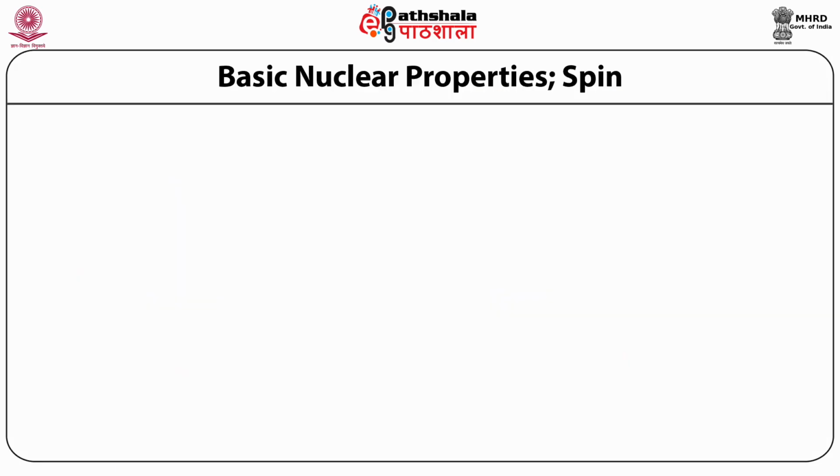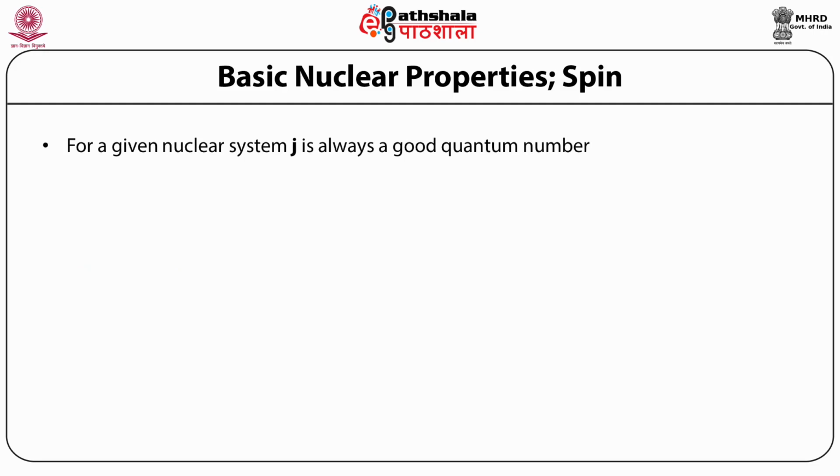Basic nuclear properties: spin. For a given nuclear system, J is always a good quantum number. Now, as we are discussing the basic nuclear properties, spin is also an important property of nuclei. That is, every nucleus has a spin. Spin is nothing but the total angular momentum possessed by the nucleus. It means in whatever state the nucleus is, it will always have some angular momentum associated with it.